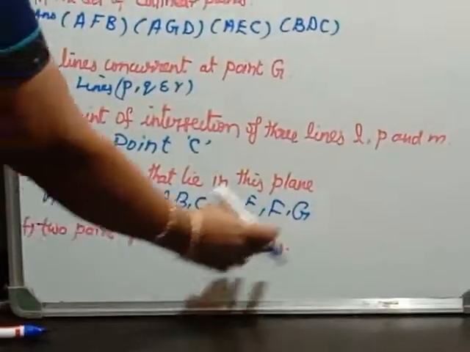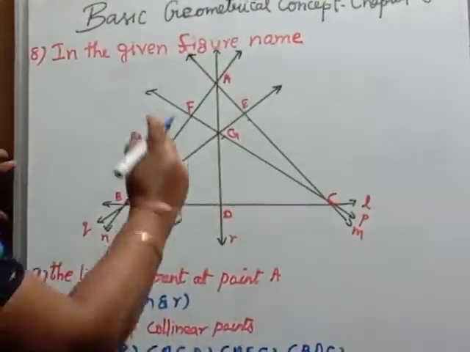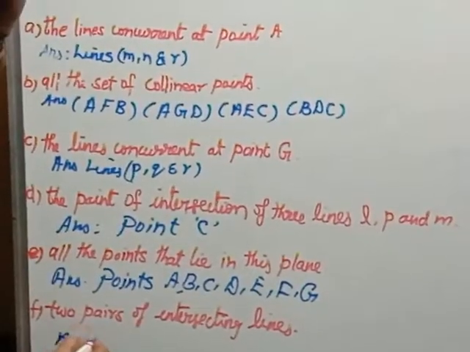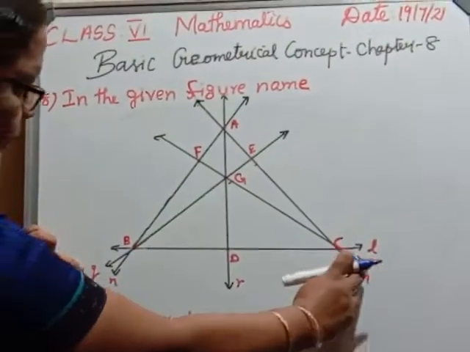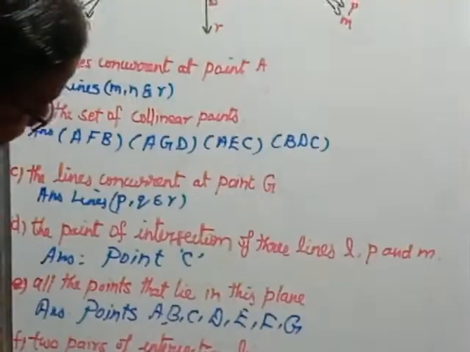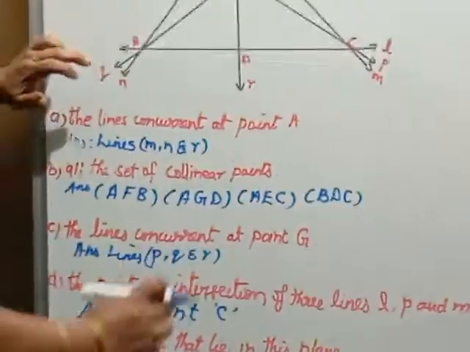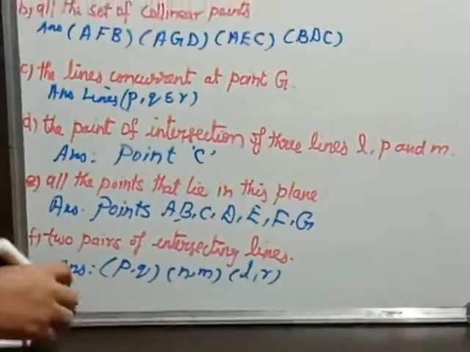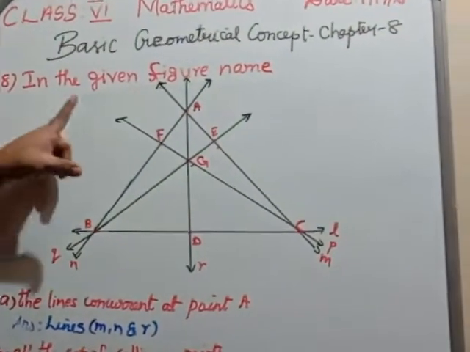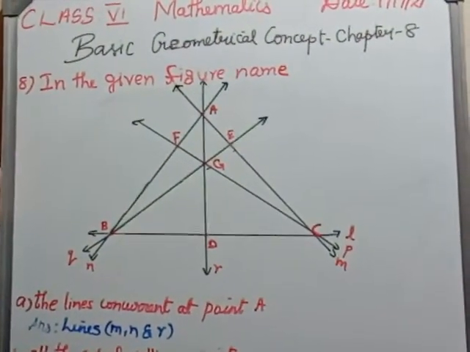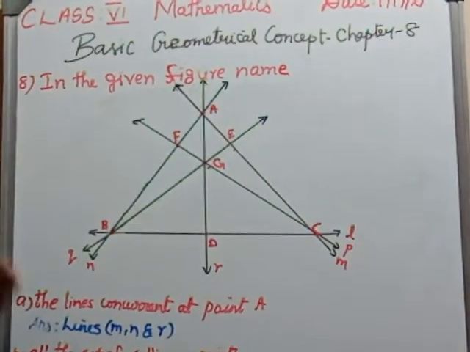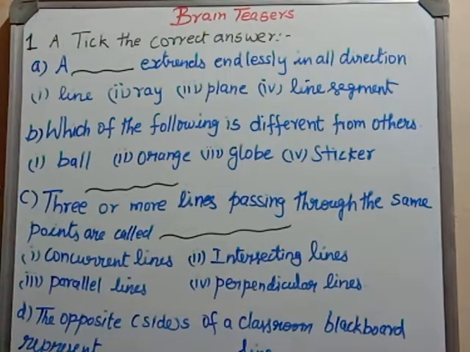Now, two pairs of intersecting lines. There are more than two, you can write any two. P, Q. Then N and M are intersecting. Then L and R are also intersecting. Now, please observe the figure carefully and copy down the answers. Children, we finished the 8th sum. The 9th sum I have given as homework because that is the same as the 8th sum.